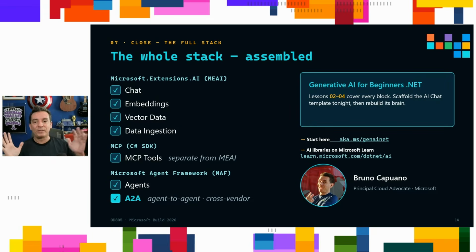So this is the end. And remember, the two main links that you need to have right now are Generative AI for Beginners .NET for the code samples and the official AI .NET documentation. We've only seen Extensions AI, C#, and Agent Framework. There are so many things.